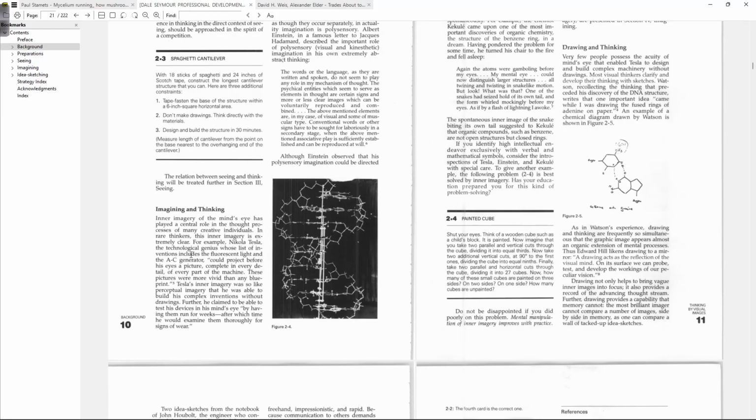Imagining and thinking. Inner imagery of the mind's eye has played a central role in the thought processes of many creative individuals. In rare thinkers, this inner imagery is extremely clear. For example, Nikola Tesla, the technological genius whose list of inventions includes the fluorescent light and the AC generator, could project before his eyes a picture complete in every detail of every part of the machine. These pictures were more vivid than any blueprint. Tesla's inner imagery was so like perceptual imagery that he was able to build his complex inventions without drawings. Further, he claimed to be able to test his devices in his mind's eye by having them run for weeks, after which time he would examine them thoroughly for signs of wear.